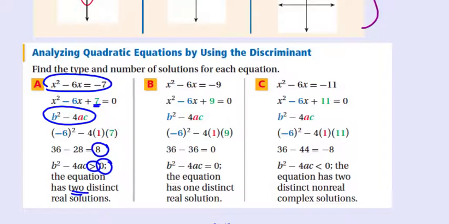We're going to go ahead, if you want to pause and look at example B or example C. The discriminant is 0. So that means you have 1 real solution. Discriminant is a negative. That means it's less than 0. So you have 2 non-real solutions, complex solutions.